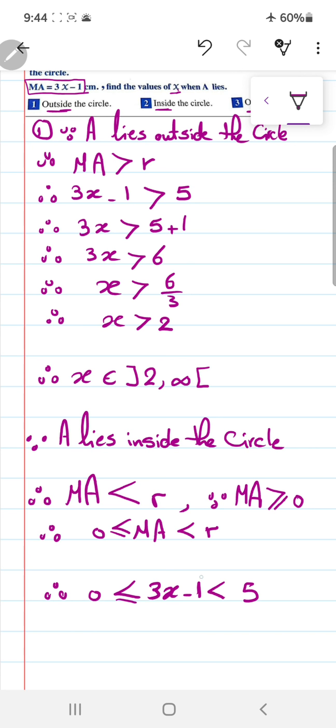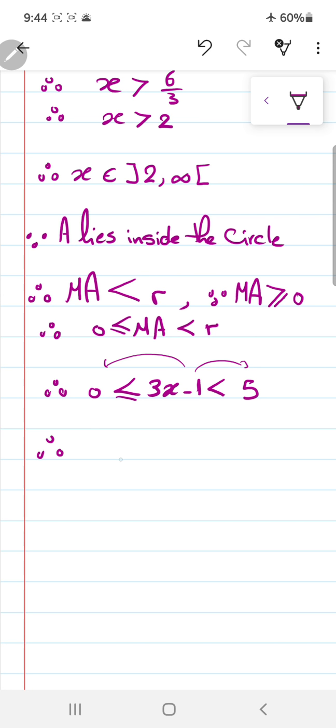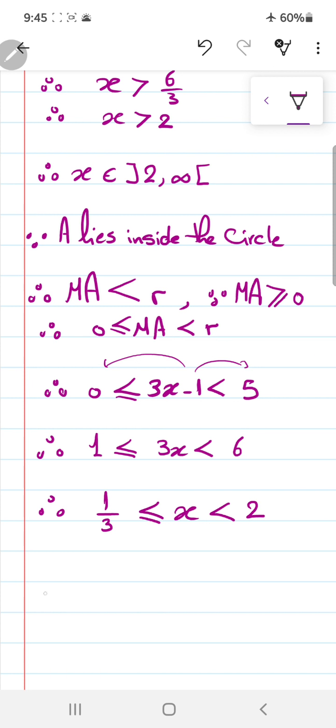Move negative 1 to the two sides as positive. So we have 0 plus 1, which is 1, less than or equal to 3x, less than 5 plus 1, which is 6. Divided by 3 on both sides, so 1 over 3, and 6 divided by 3 equals 2. So x belongs to an interval closed at one third and open at 2, because here we have equals.